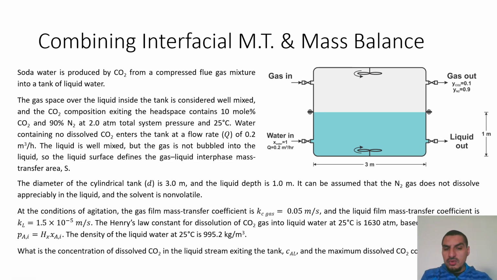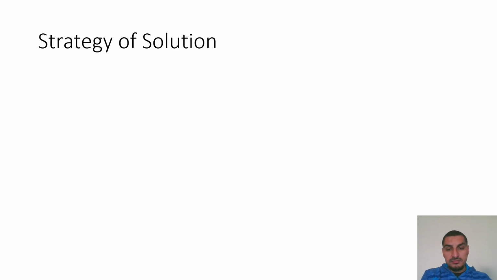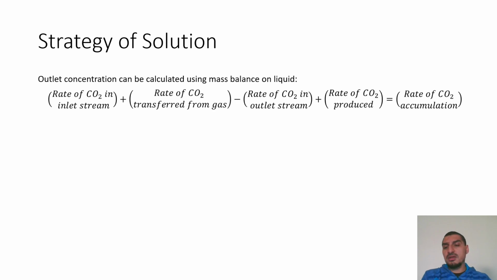And I'm talking about this in detail because in the textbook these details are not discussed, and I think they assume that these points are already well understood. So this is what we mean by perfect mixing. So again, the strategy of solution is going to be writing the balance equation.